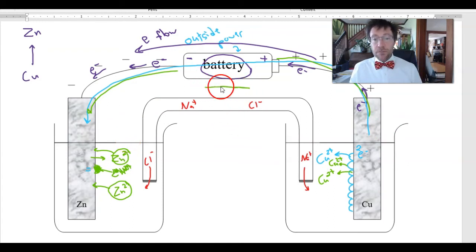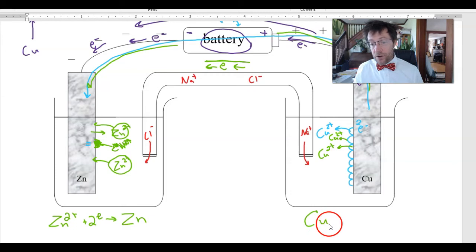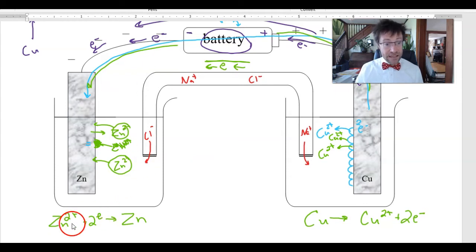You just take an outside power source to force the electrons to go in the non-spontaneous direction, and you do exactly like you did before, right? So over here, the zinc 2+ is gaining 2 electrons and is turning into elemental zinc. And over here, the copper metal loses 2 electrons and becomes a copper ion. Are you guys picking up what I'm putting down? Yeah, you see how it's the exact opposite?